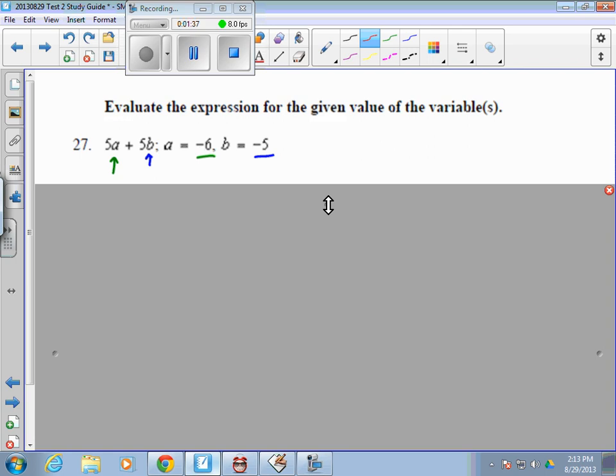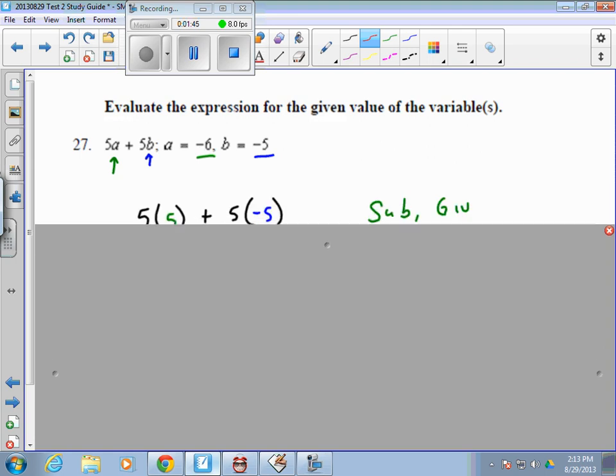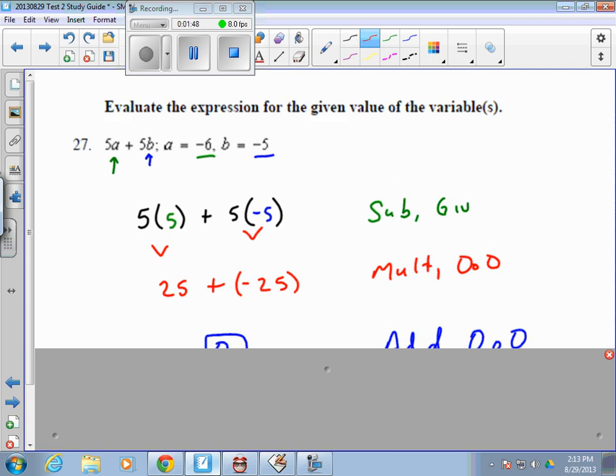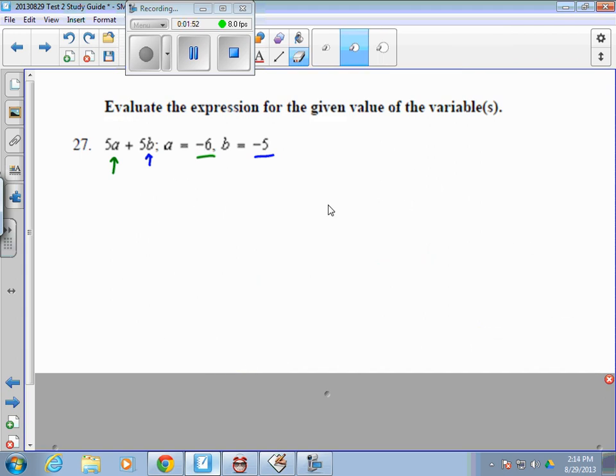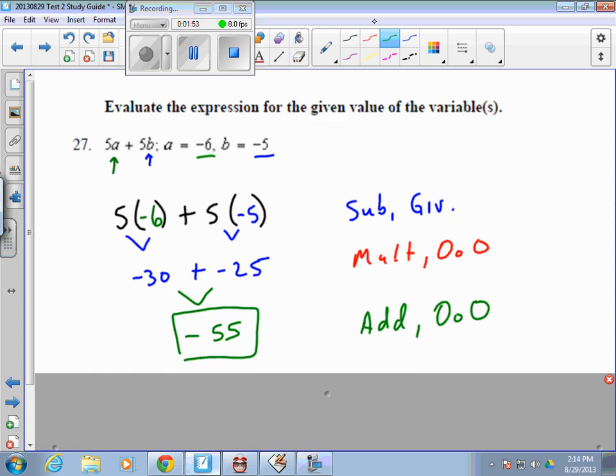27 through 30, we're evaluating these problems. We have values for A and B. So 5A plus 5B, A's value is negative 6, and B's value is negative 5. I have to go back and change this real quick. Okay, back to number 27.